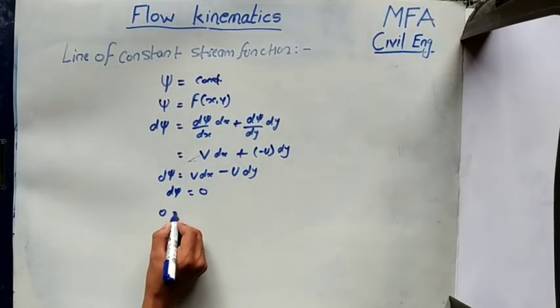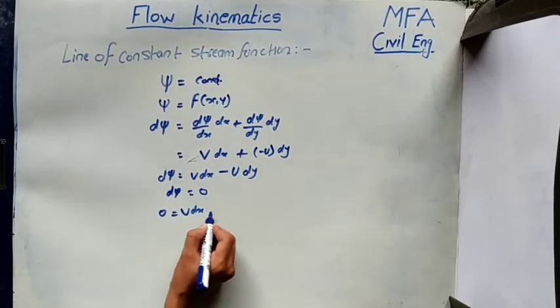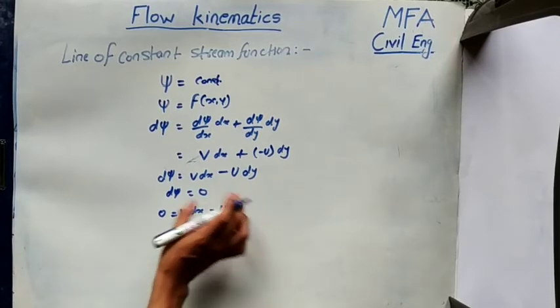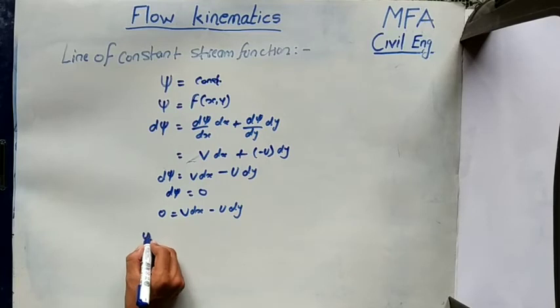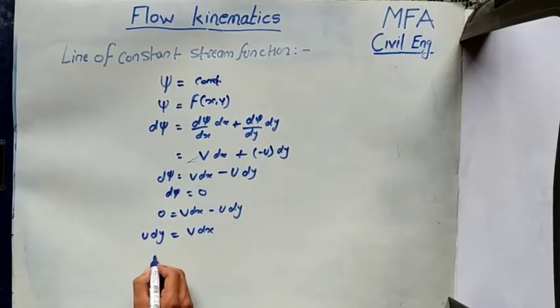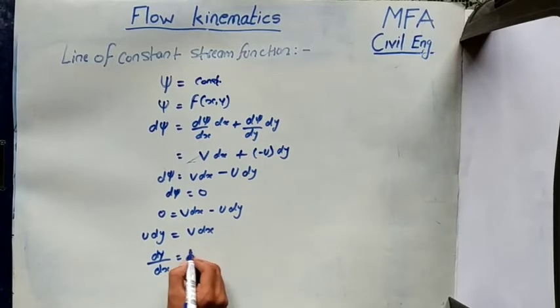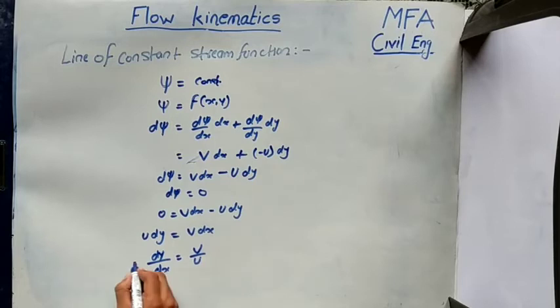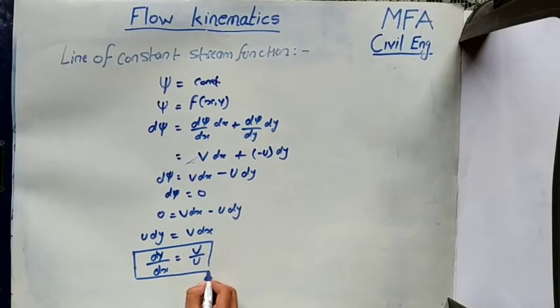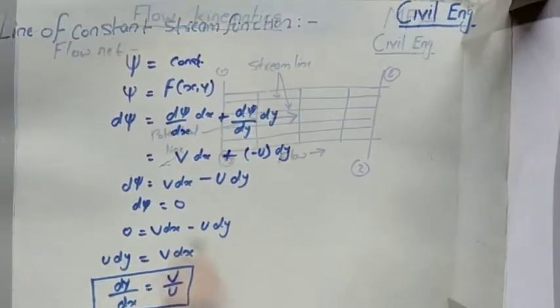Now for the line of constant stream function, d psi is equal to 0. The equation becomes 0 is equal to v into dx minus u into dy. Shifting this to the other side of the equal sign, u into dy is equal to v into dx. Now dy upon dx is equal to v upon u. This is the equation for the streamline, or the constant stream function line, in the fluid flow system.